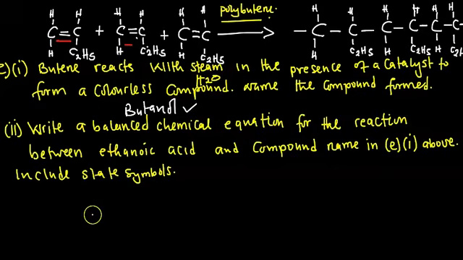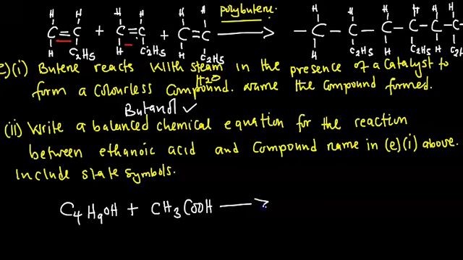Now one thing to know is that when an acid reacts with an alcohol, it forms an ester. So let us write the balanced chemical equation. Butanol is written as C4H9OH, plus ethanoic acid, which is written as CH3COOH. Now what is going to form?